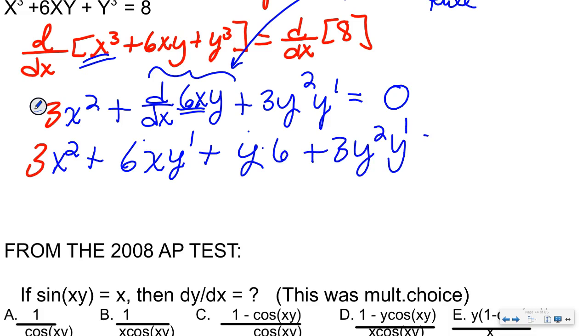All right, next up, what would I need to do? Isolate y prime. So I'm going to get all non-y prime terms over onto the right-hand side. So I'm going to keep my 6xy prime.